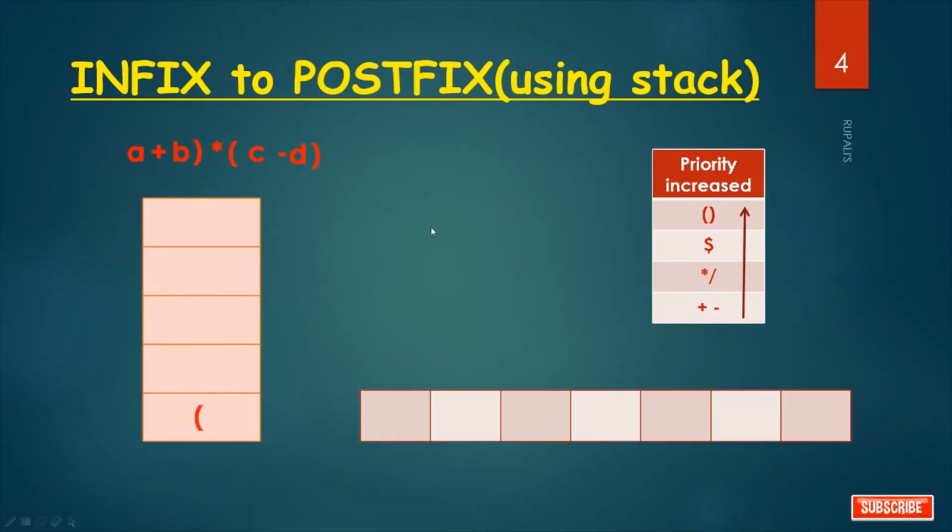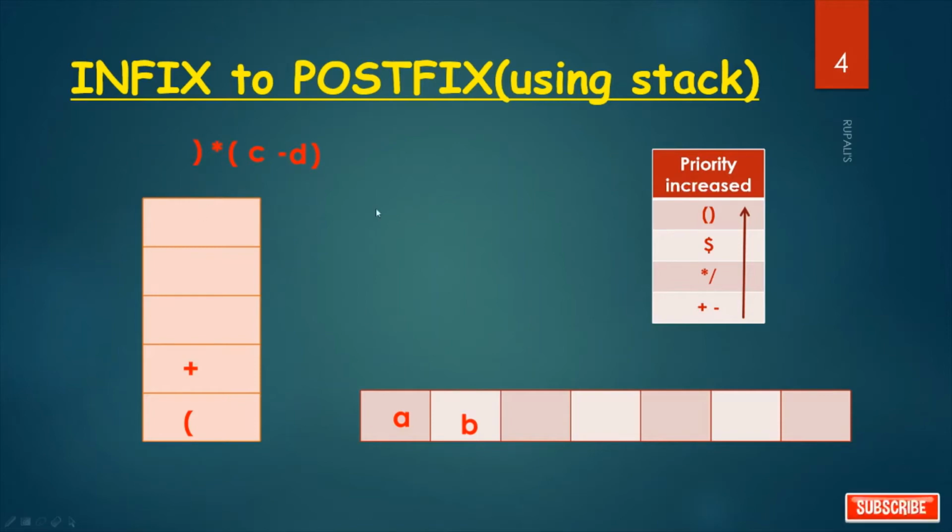Then A is an operand, so write it to the output string. Then comes B, then comes plus. If the stack top element is a left parenthesis, no need to check the priority, just push. I repeat, if the stack top element is a left parenthesis, no need to check the priority, just push. So push plus here. Now it comes B. B is an operand, so write it here.